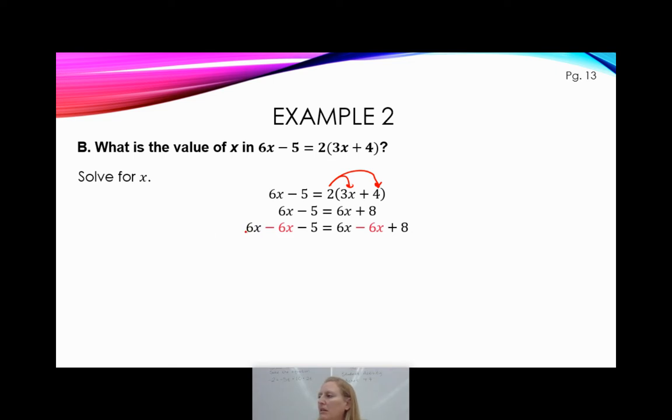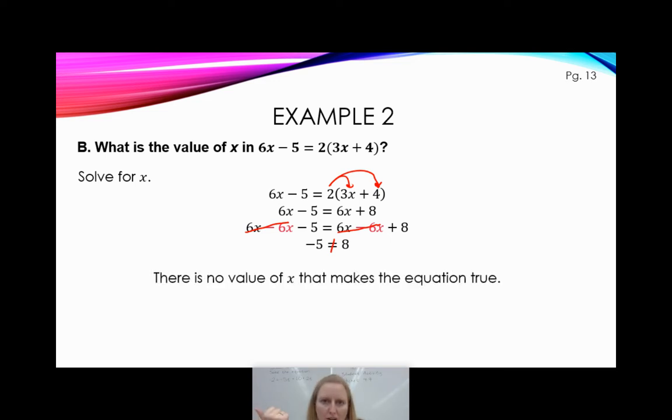Oh, this happened again. 6x minus 6x is 0. And now I have negative 5 equals 8. But that's not true, right? Negative 5 does not equal 8. That's never going to be true. But this tells us something. There is no value of x that makes the equation true. Nothing can save this equation, guys. It's never going to be true. So that means the equation has no solution.